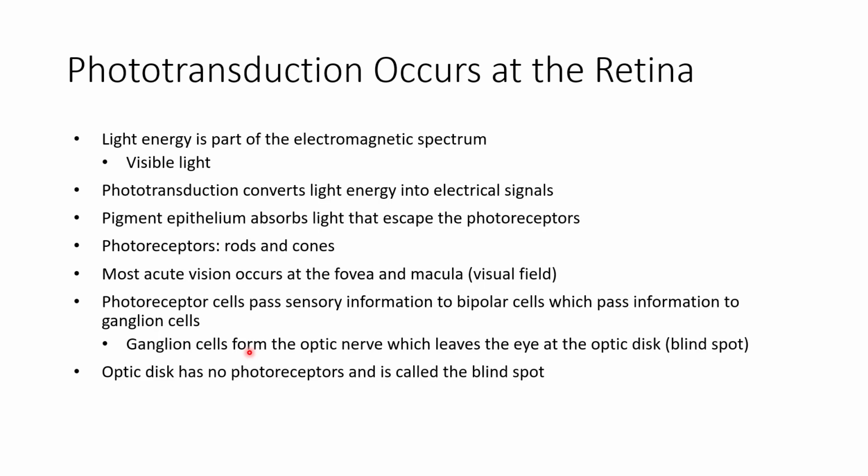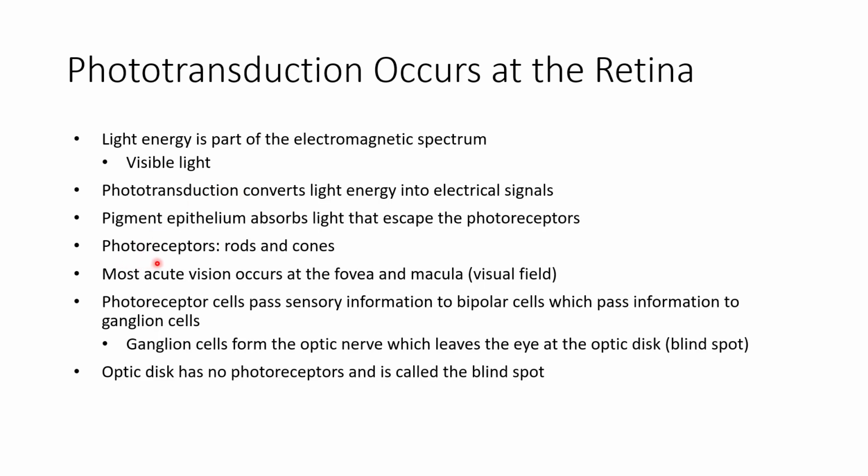In photo transduction, we take light waves and photons and we transduce them into electrical signals. And that occurs at the retina. So all light energy is part of the electromagnetic spectrum. The visible spectrum of that light extends from roughly 700 nanometers, which would be our reds, all the way down to 400, which is down at the violet end of the spectrum. And photo transduction converts that energy into electrical signals and then sends those signals down the visual pathways to the brain, right?